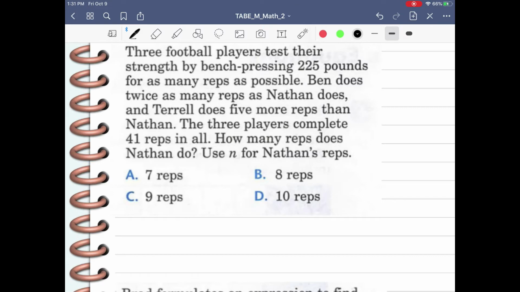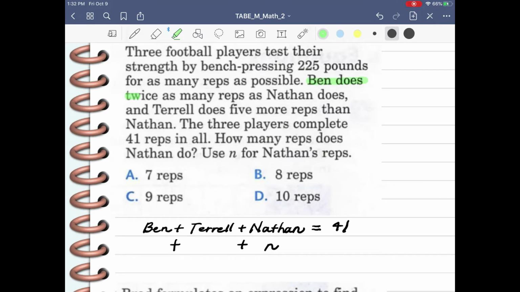So we have Ben, we have Terrell, and we have Nathan, whom we are calling N, and together they do 41. Okay, so let's look at Ben. Ben does twice as many as Nathan. So Ben is 2 times Nathan. Terrell does 5 more than Nathan. So Terrell is N plus 5. And all that added together is 41.